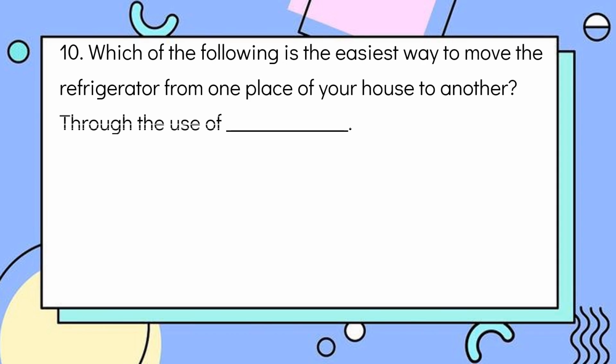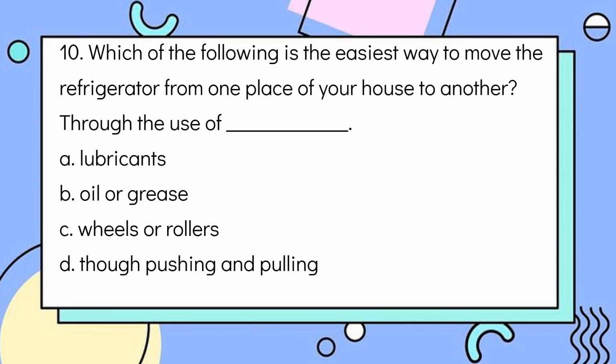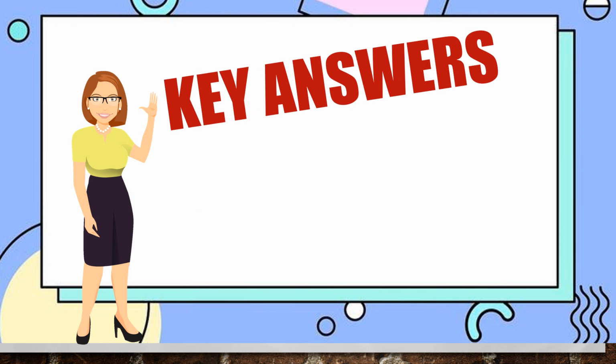Number 10. Which of the following is the easiest way to move the refrigerator from one place of your house to another? Through the use of blank. A. Lubricants. B. Oil or grease. C. Wheels or rollers. D. Through pushing and pulling. Key answers. You may check your work here from Activity 1 to Activity 3 except your output under evaluation. Your output in the evaluation should be submitted to your teacher for checking and record purposes.